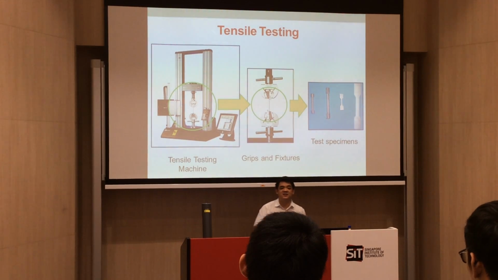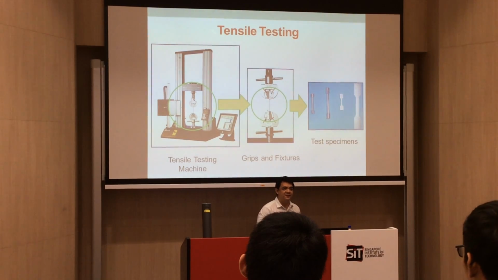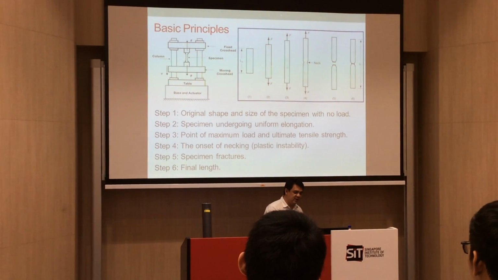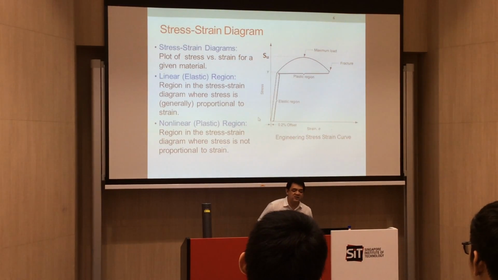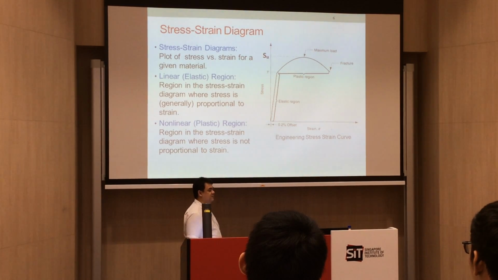The stress strain curve, yes. So we get the stress strain curve from this tensile testing. For different materials, we test them, we get the stress strain curve. And what can we get from the stress strain curve? We do this one, it's a simple basic principle, until it fails and so on. You get your stress strain diagram or stress strain curve.